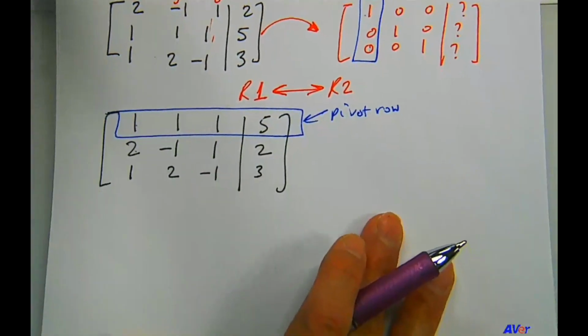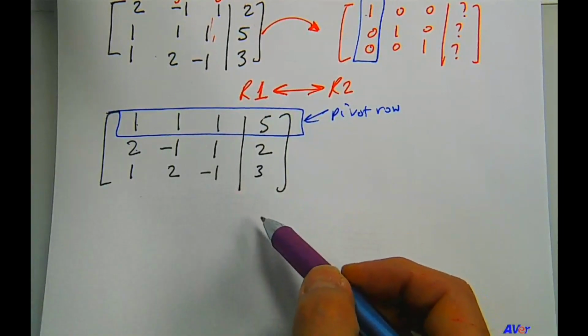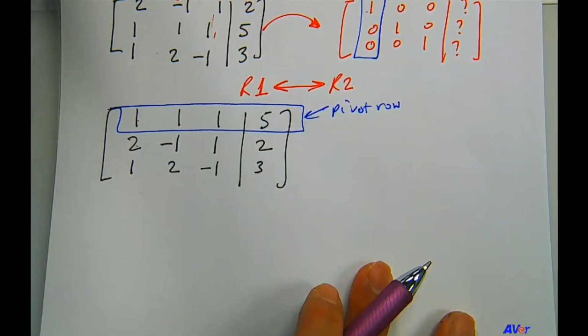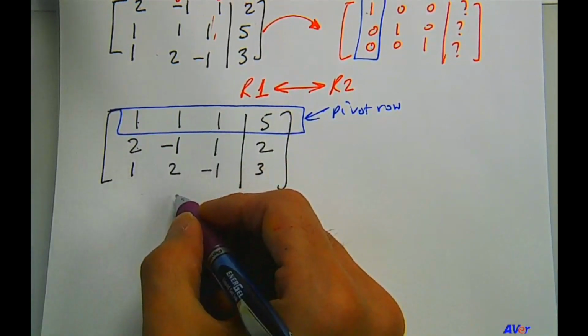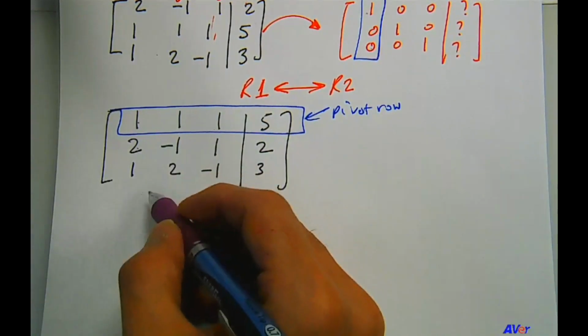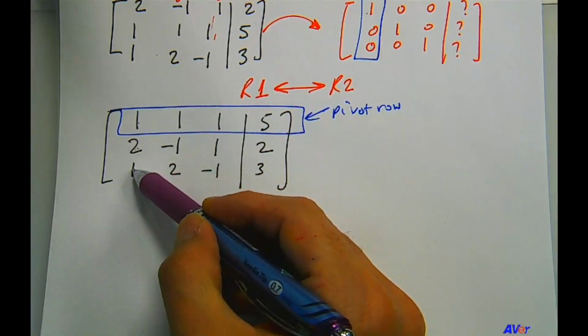If you haven't paused the video yet, please pause the video, write down the row operations on your own, then come back to the video and see what I'm doing. So I'm assuming you've already done that and you're back, and here are the 2 row operations we need to convert the 2 and 1 to 0.